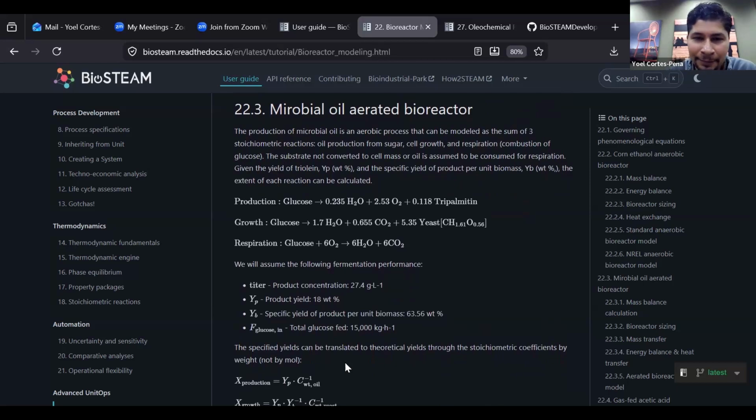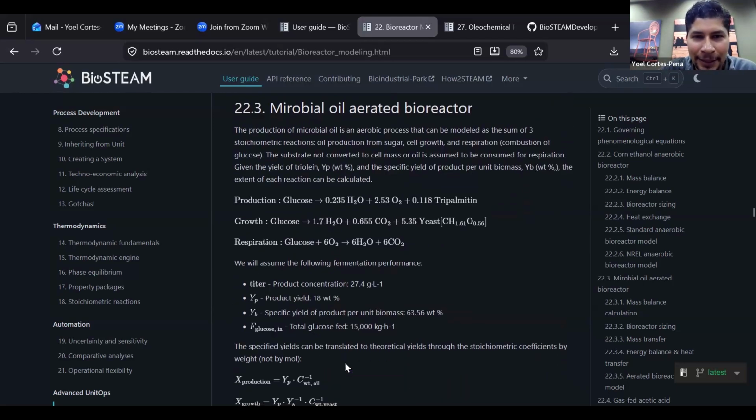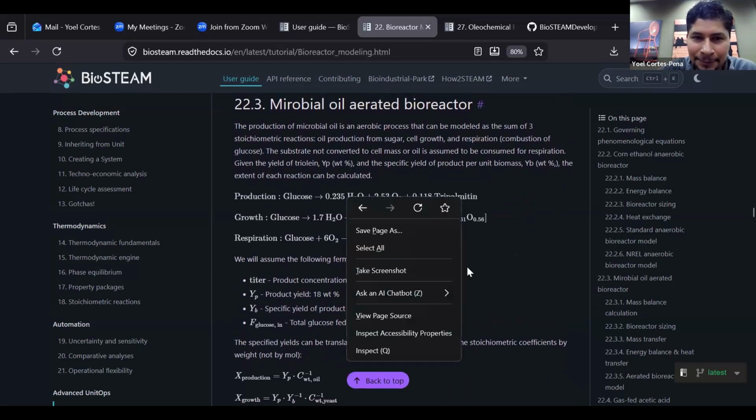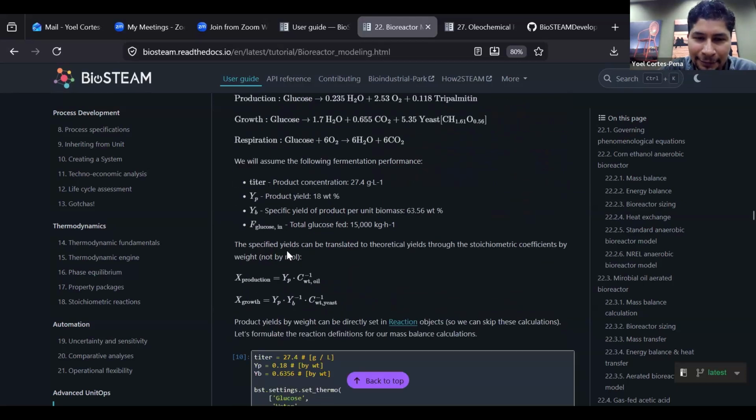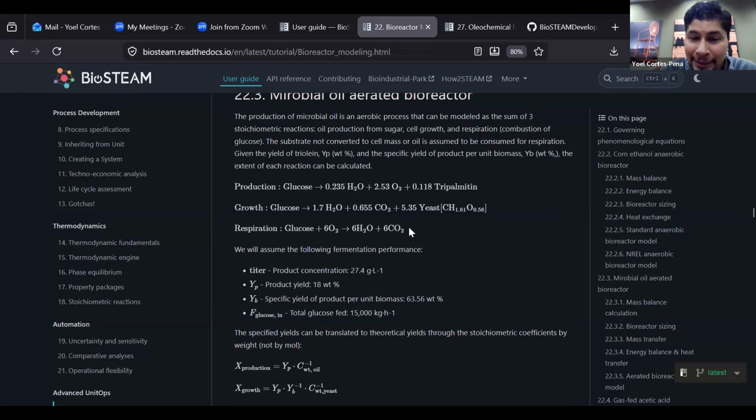Let's move into the aerated bioreactor. Now, I did say this was just 1 hour, but I'm gonna extend the tutorial to an hour and 15 minutes more or less, just to make sure we hit everything. So for the microbial oil aerated bioreactor, here we have a full example. Now, there's many different reactions going on here. We have production, we have growth, and we have respiration. And respiration is necessary in order to drive production.